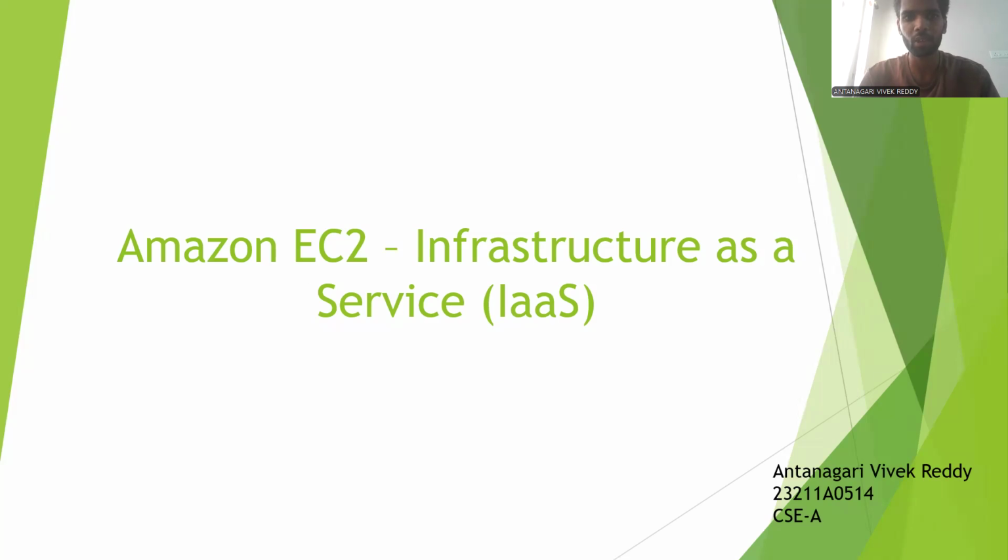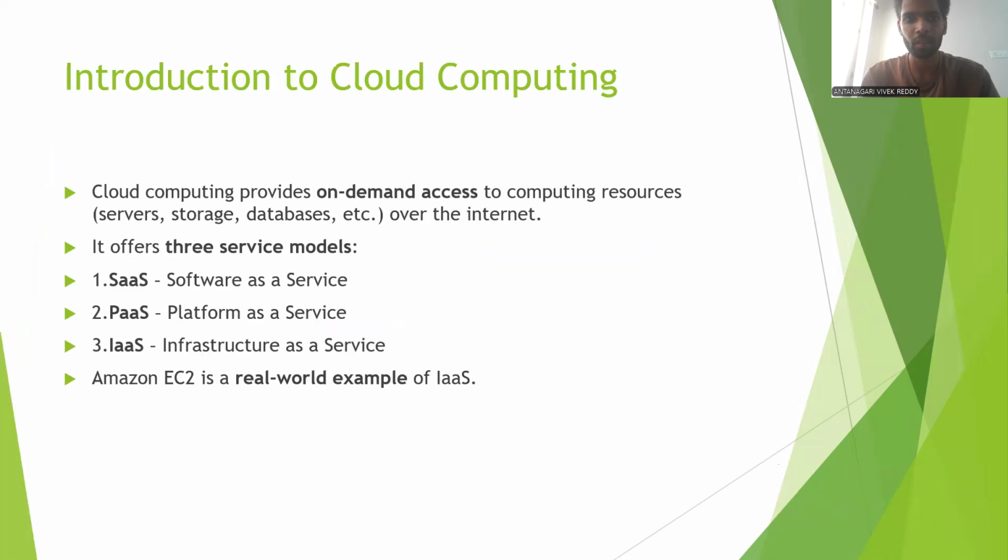I'm going to explain the case study of Amazon EC2, which comes under Infrastructure as a Service, shortly known as IaaS. First, let us see the introduction to cloud computing. Cloud computing provides on-demand access to resources, for example servers, storage, and databases over the internet. And there are mainly three service models: software as a service, platform as a service, and infrastructure as a service.